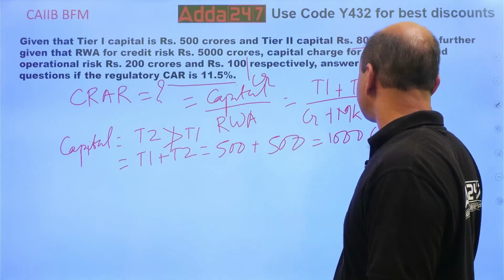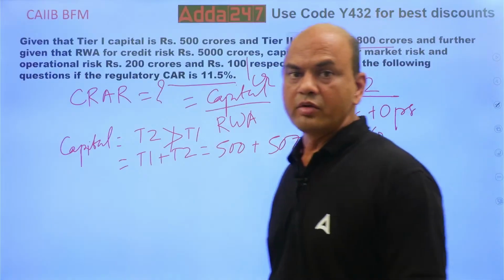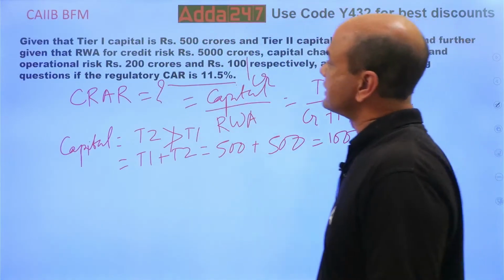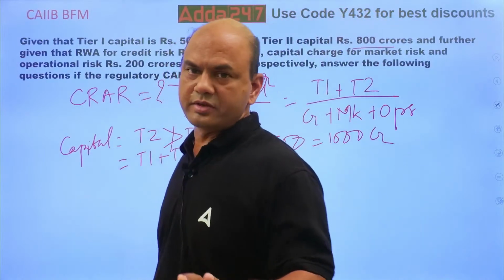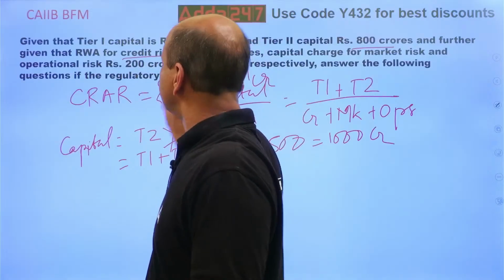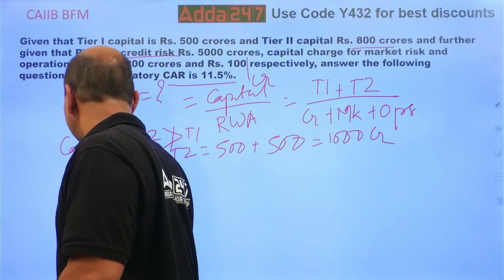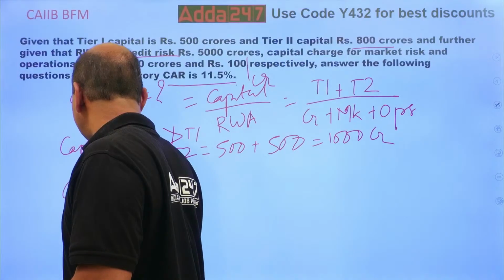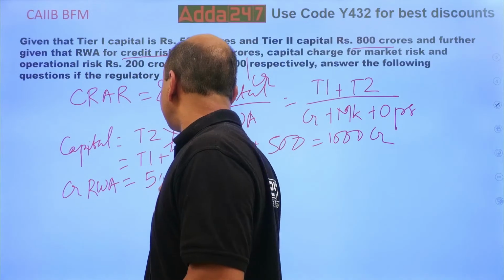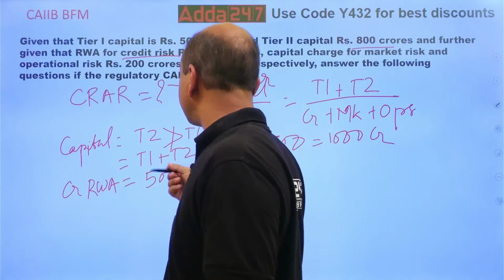1000 CR, okay, capital. What about RWA? Look at this, what is given? RWA for credit risk is given. See, 3 RWAs you require: credit, market, ops. Credit is given. So credit RWA equals 5,000 CR.